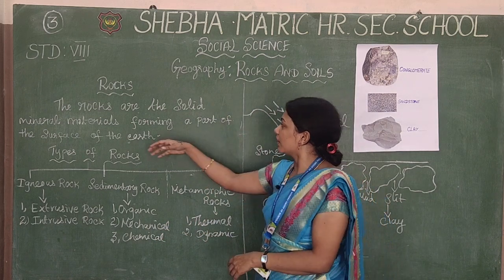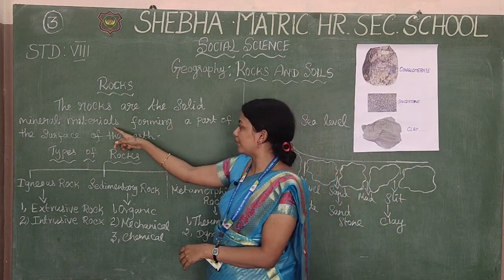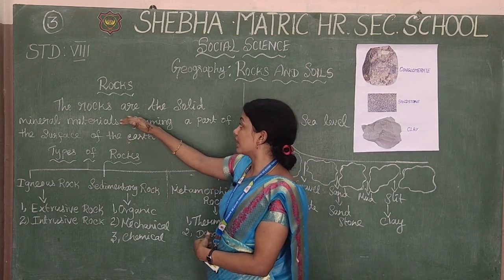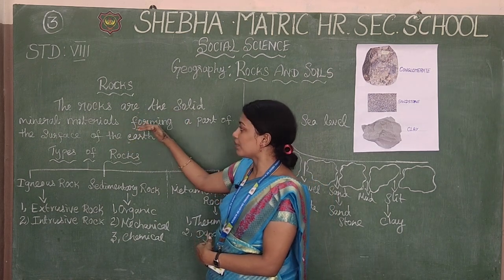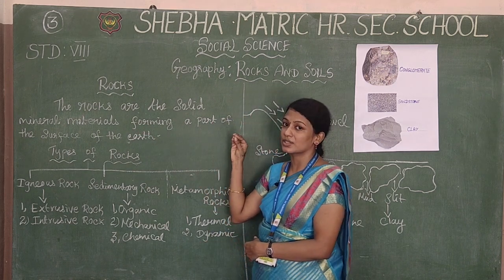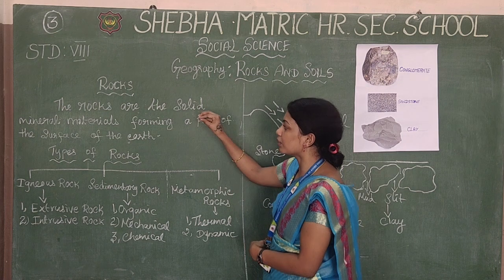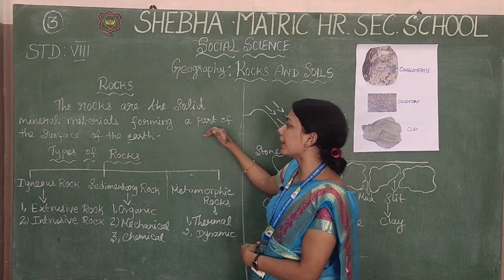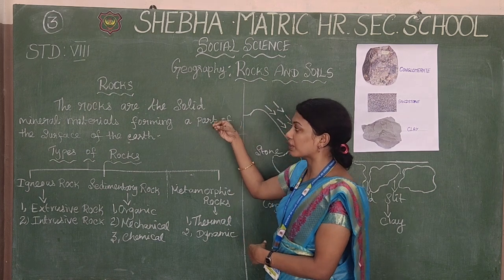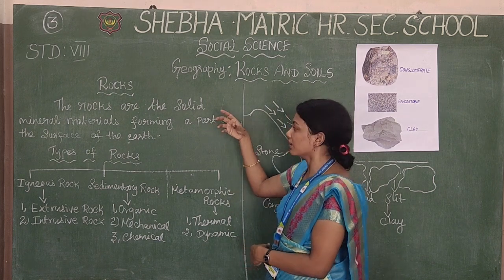Rocks, we are looking at. The rocks are the solid mineral materials forming a part of the surface of the earth. Rocks are solid mineral materials, they are saying. The rocks are a high mineral producing material forming a part of the surface of the earth. The rocks on our earth have mineral materials.